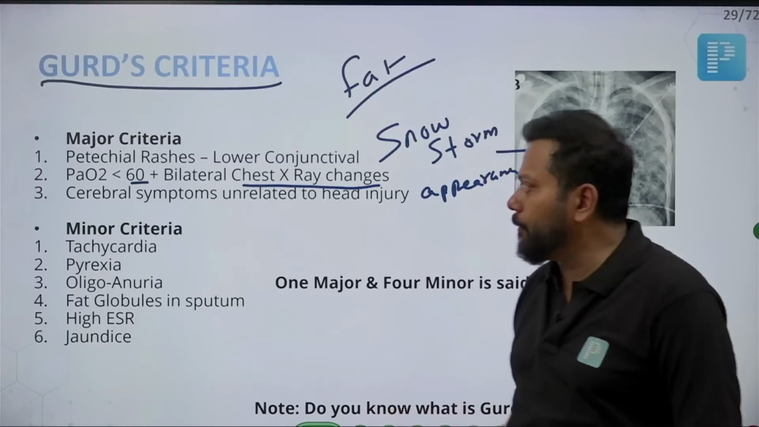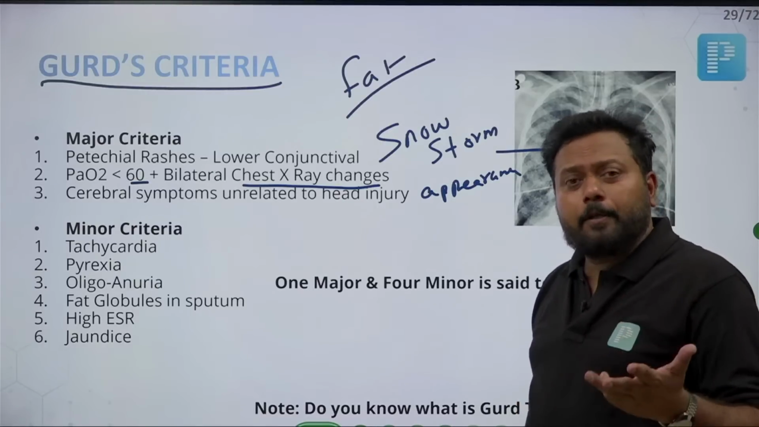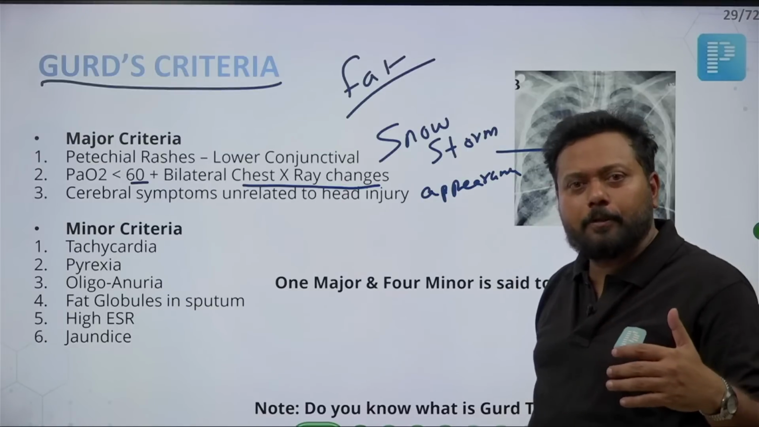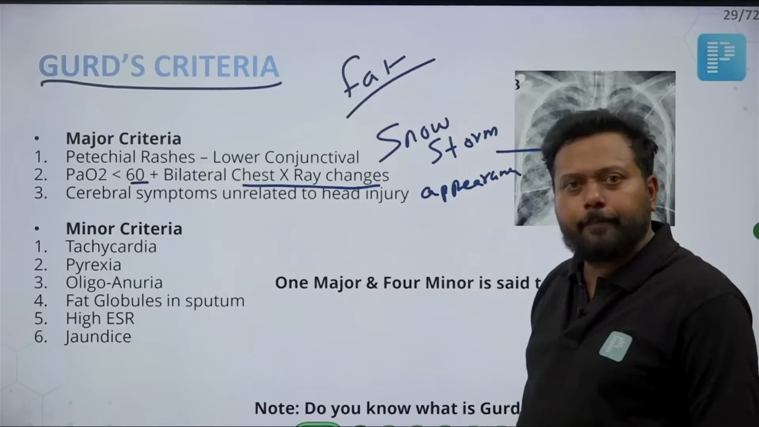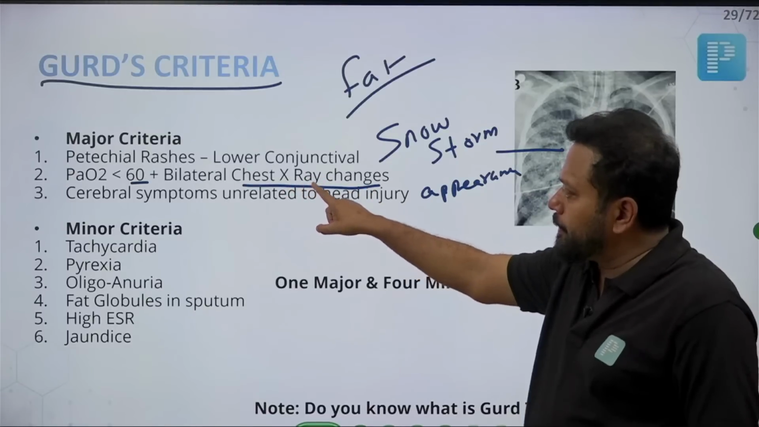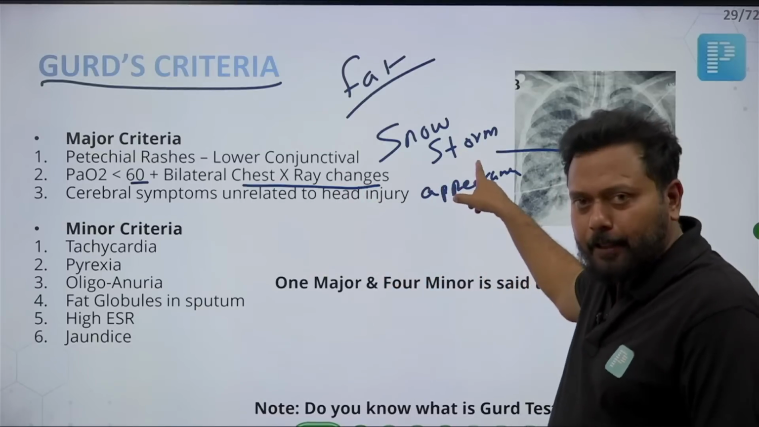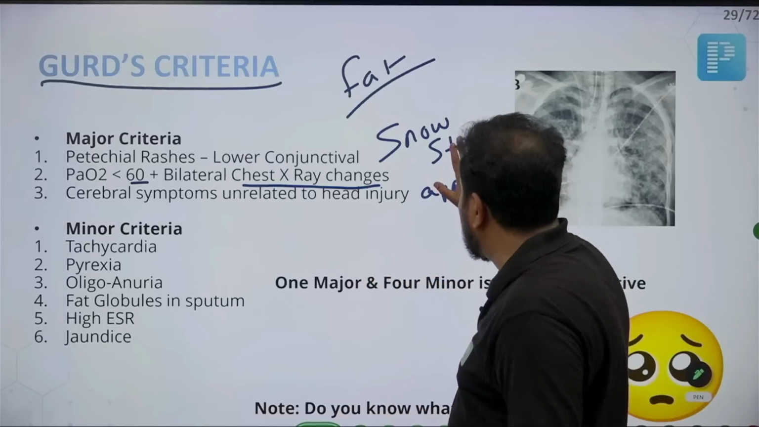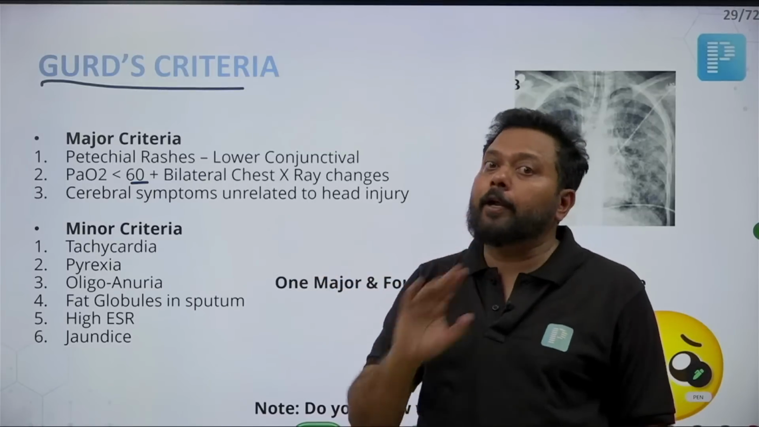ARDS, fat embolism. Okay. So when you read this from Robbins, he will give you many synonyms: fat embolism, ARDS, traumatic wet lung, shock lung. So all these are synonymous. In orthopedics, we stick to one term. I don't want to confuse my student. Fat embolism. And the major criteria: 1 is petechial rashes in the lower conjunctiva, 2 oxygen saturation less than 60, X-ray shows a classical snowstorm appearance. Cerebral symptoms unrelated to head injury. This is very important. There will be mental confusion, but definitely no head injury.